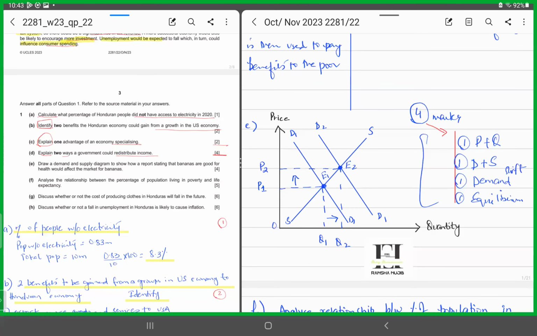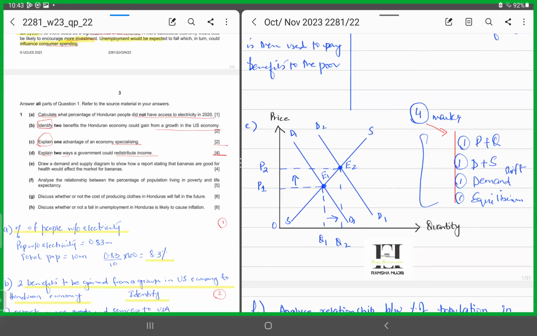Hello, everyone. Welcome back. We are beginning again from question number one, part E, where we stopped initially. Part E asks us to draw a demand and supply diagram to show reports stating that bananas are good for health and how would it affect the market for bananas. It's a very easy peasy part.